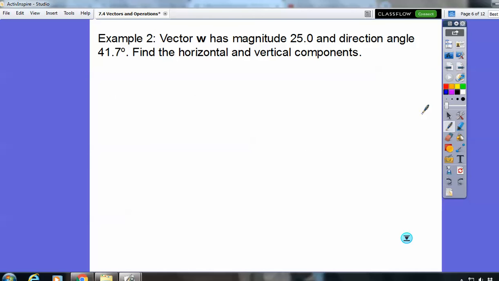So, let's look at a problem. Vector w has a magnitude of 25.0 and direction angle of 41.7 degrees. Find the horizontal and vertical components. In other words, find a and b, your x and y essentially. So the horizontal.